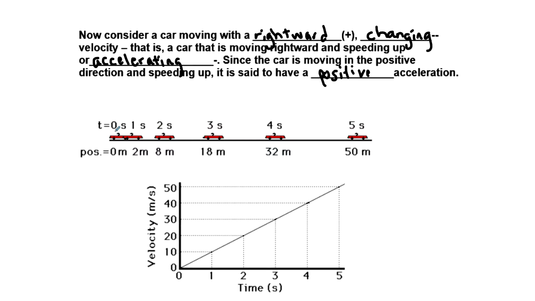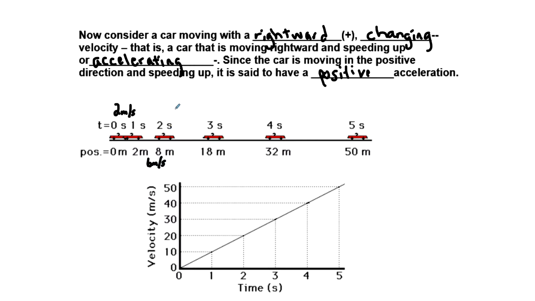So see, we've got the car, and each second, the car gets further and further apart, right? So you can tell it's not at a constant velocity here. It's speeding up. In the first second, it only covers 2 meters. So we would say it's going 2 meters per second. Then in the second second, it goes from 2 to 8. So it covers 6 meters in that second.